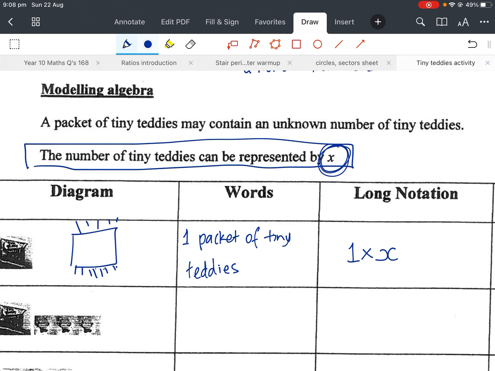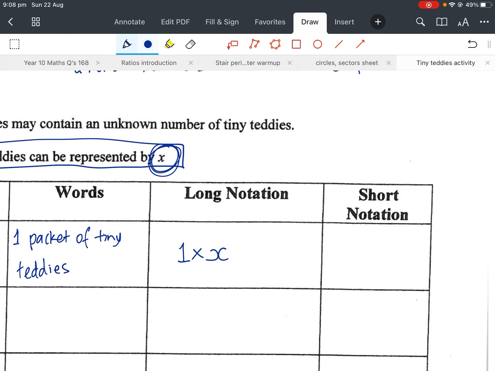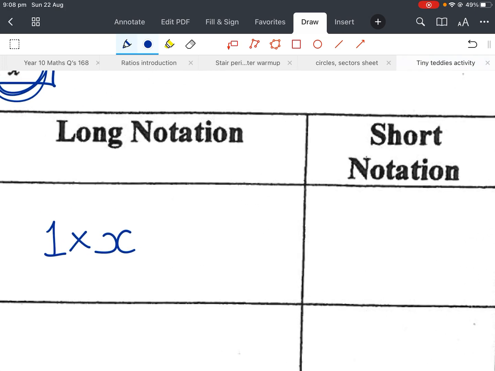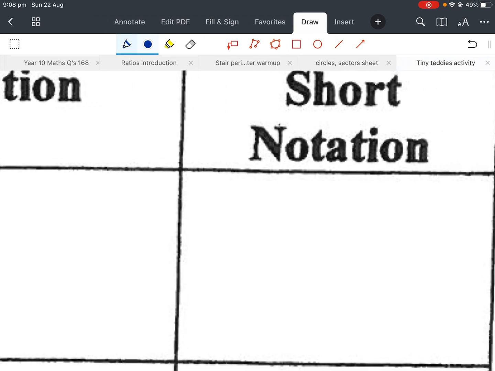All right, now that's long notation. Now short notation in math, some of you might know this. In mathematics, in algebra, you'll learn this in a lot more detail soon. We actually don't write 1 times X, because that's long notation. Mathematicians love to write as little as possible. Don't know if you've noticed that at all. And algebra is the biggest case for that.